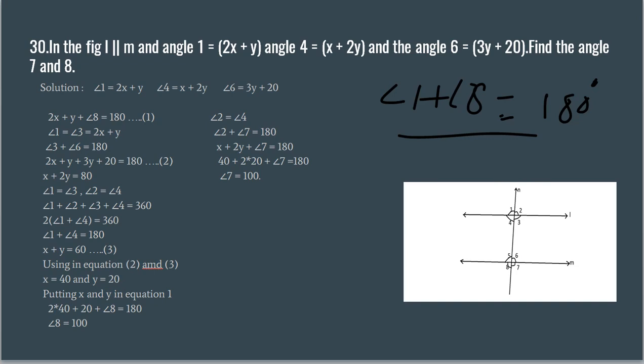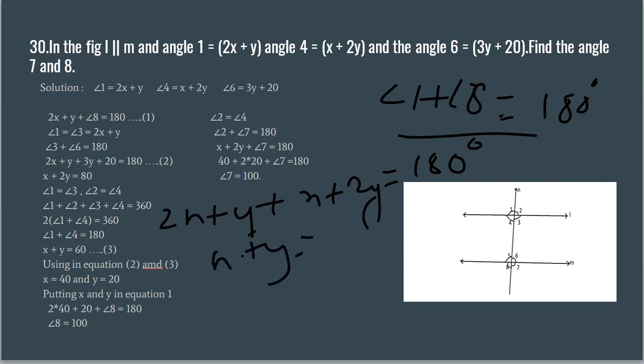So angle 1 plus angle 4 is equal to 180 degrees. Now, we have the value of angle 1 in terms of x and y, 2x plus y, and we have angle 4 which is x plus 2y, it is 180 degrees. Now solving this, we would get x plus y equals 60 degrees. Now using the equations x plus 2y equals 80 and x plus y equals 60, we would get x is equal to 40 and y equals 20.